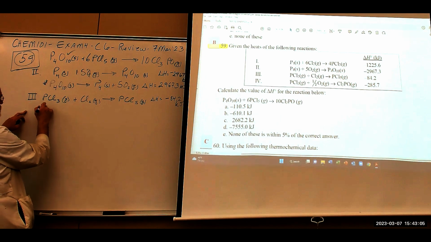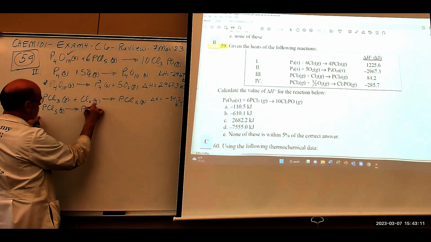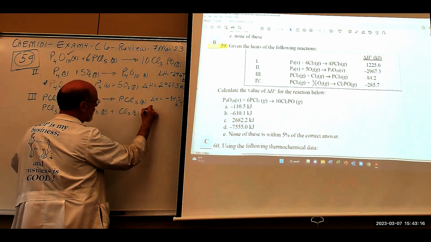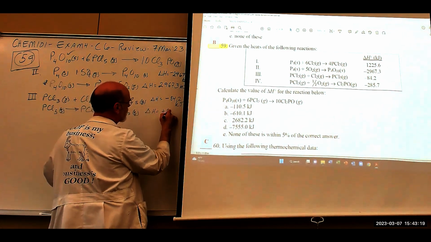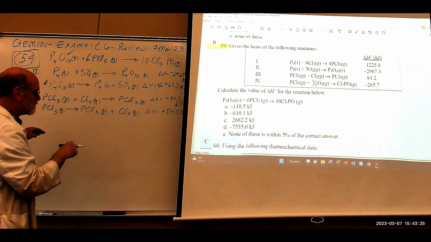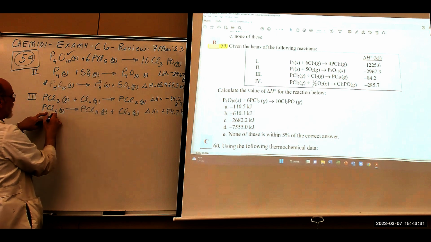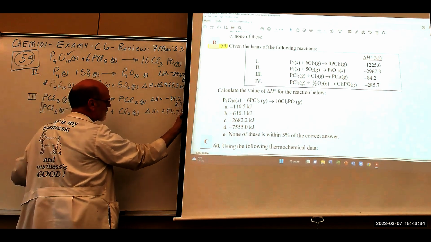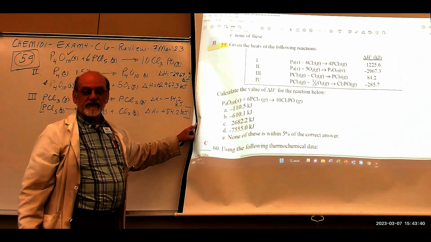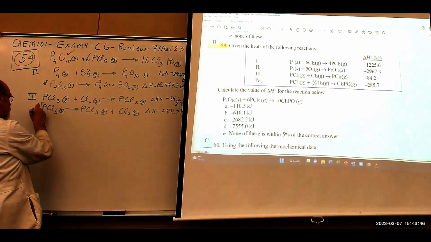So if we invert it, PCl5 yields PCl3 plus Cl2, and the delta H for the inverted equation is positive 84.2 kilojoules. This is a positive also. But now we need to multiply by the factor. We need 6 PCl5s. So I find the best way to do that, to be sure that we get it all together, is put a bracket around the enthalpy also. You're going to multiply everything through by a factor of 6.